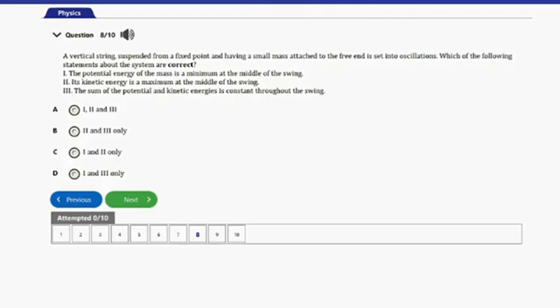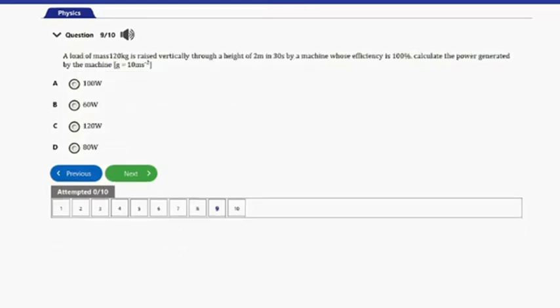Alright, so guys, we have option A as I, II and III. Option B, II and III only. Option C, I and II only. Option D, I and II only. So guys, the answer to this question is option B here, II and III only. So the kinetic energy is maximum at the middle of the swing, and the sum of the potential and kinetic energy is constant throughout the swing. And that's it for this question, guys. Let's go ahead and consider the next question.